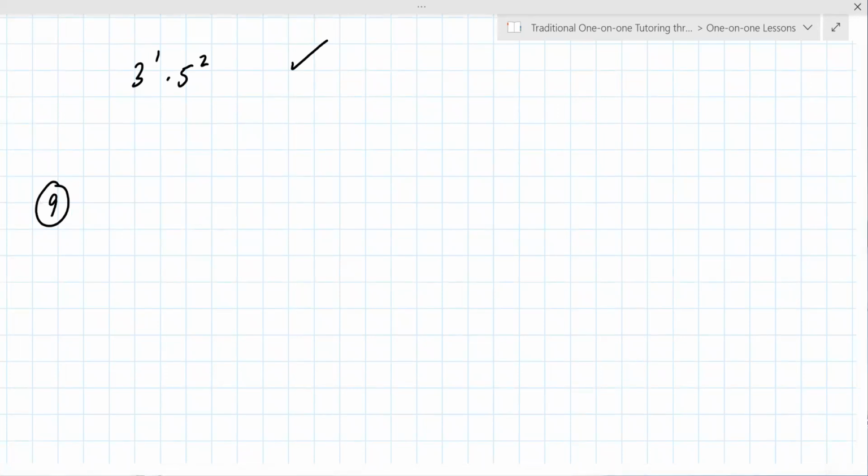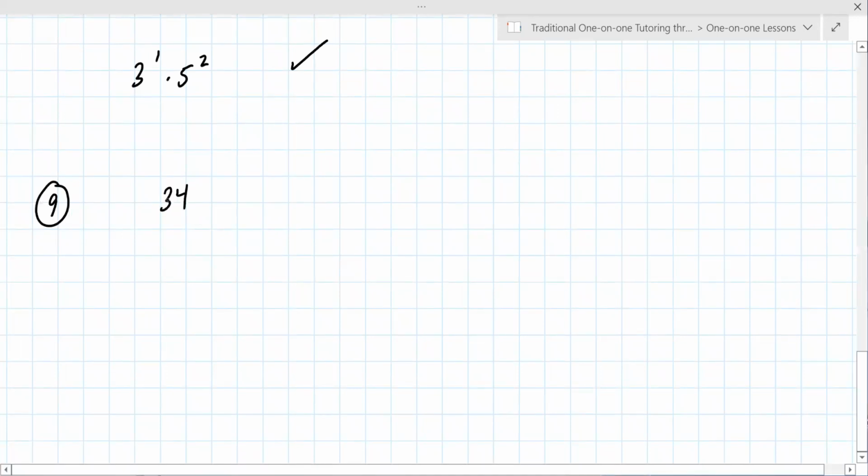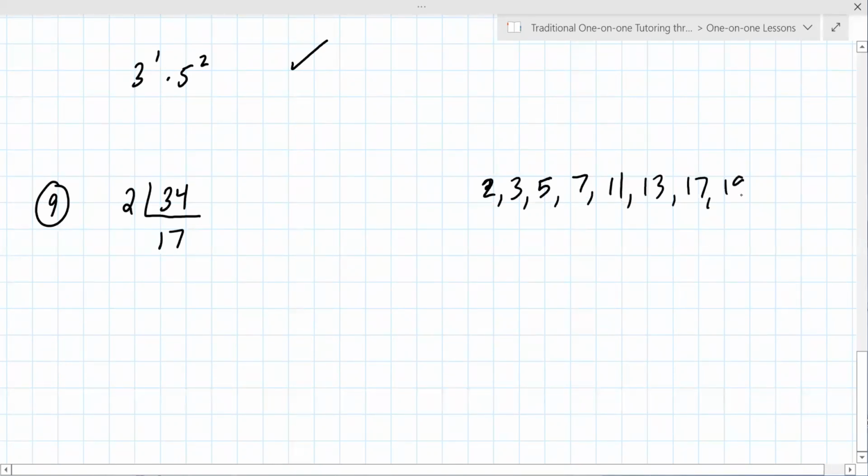Number 9 is 34. And that's divisible by 2 because it's an even number. Yep. Now you said you were going to stop at 13, but this one is one of those you've got to know. Okay. 17 is prime. Yeah.